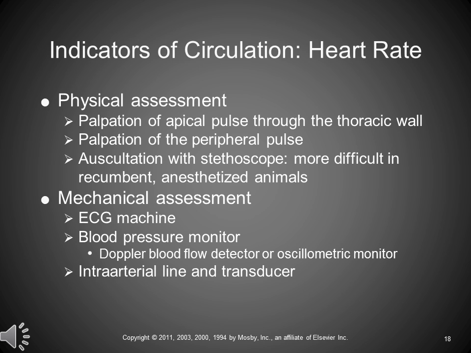We can auscultate with a stethoscope. This is harder in recumbent anesthetized animals. This is why an esophageal stethoscope is such a wonderful thing. But yeah, we want to listen. Do we hear a heartbeat? Lub-dub, lub-dub, lub-dub. We can use mechanical instruments to help assess the heart rate. The ECG machine, a blood pressure monitor, the Doppler or an oscillometric monitor will give you that as well. An intra-arterial line, if we can put an IV line in and use direct arterial monitoring with a transducer, that will give us the heart rate.